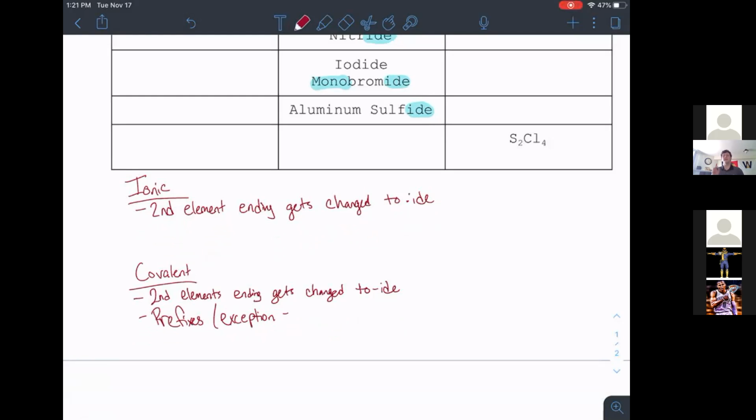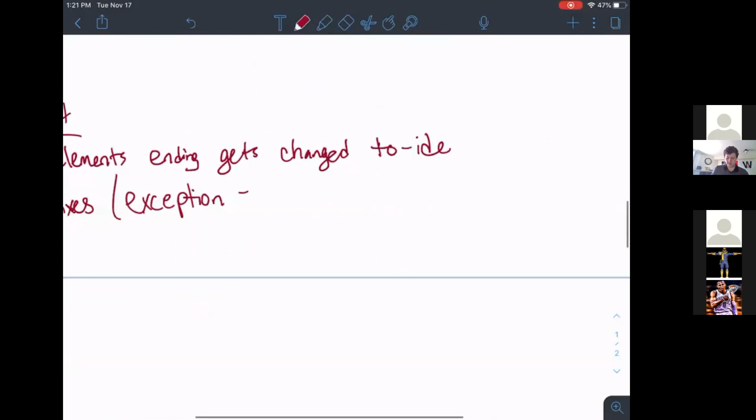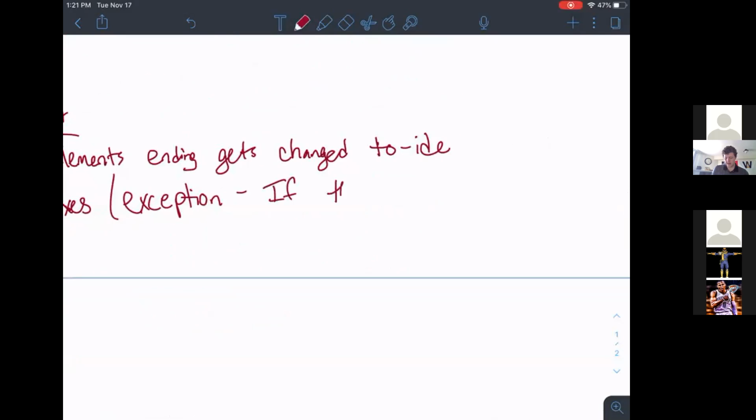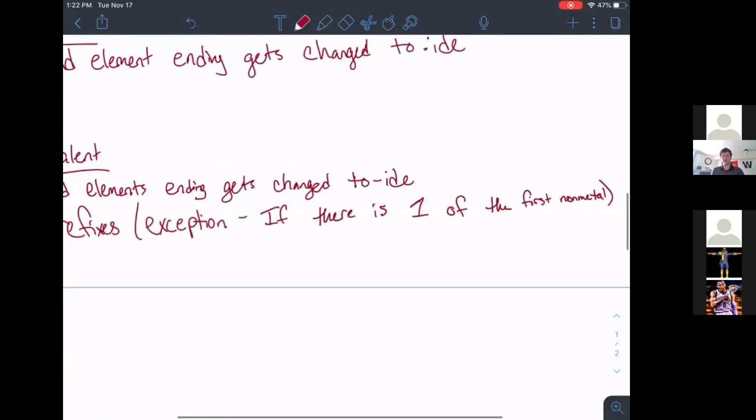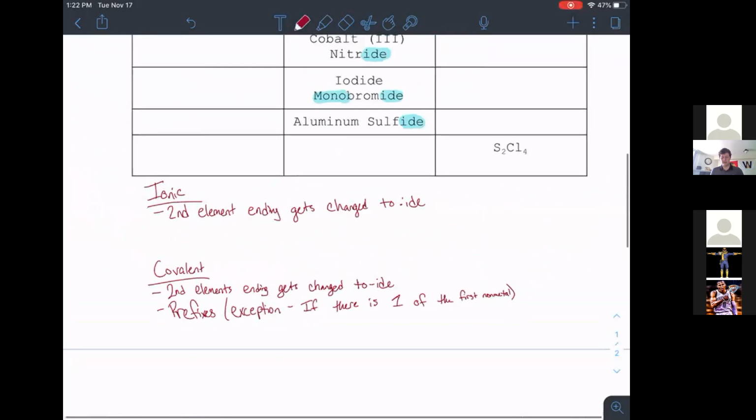What's the one time there isn't a prefix on one of our elements? When it's a metal. Nope, metals are ionic. When it's only one. When there's only one, and if there's only one, for which one? Is it the first one or the second one? The first one. Perfect. The exception is if there is one of the first nonmetal. So if there's one of that first nonmetal, it does not get a prefix.